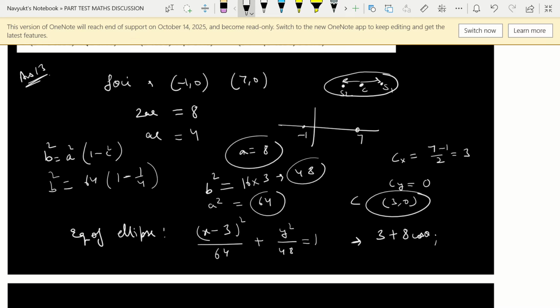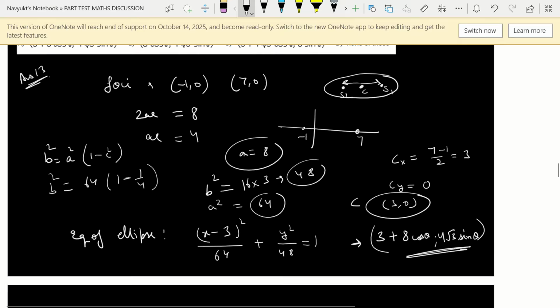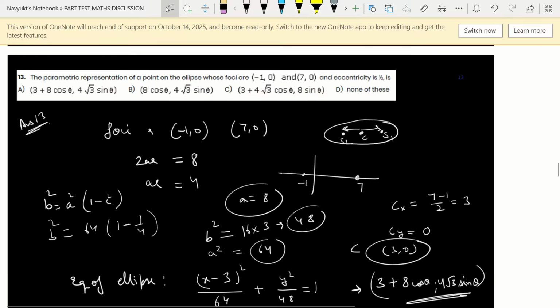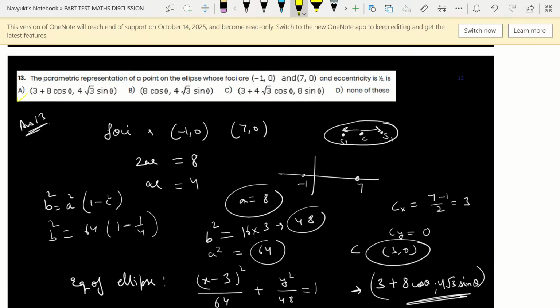So b square is 48. So what would be the root? 4 root 3. 4 root 3 times sin theta. This will be the parametric points of this ellipse. So this will correspond to option number A.